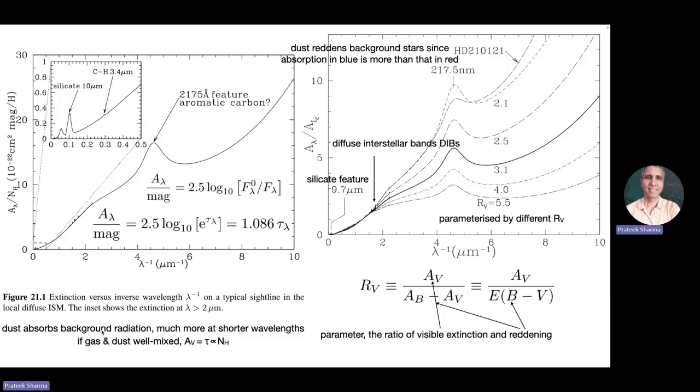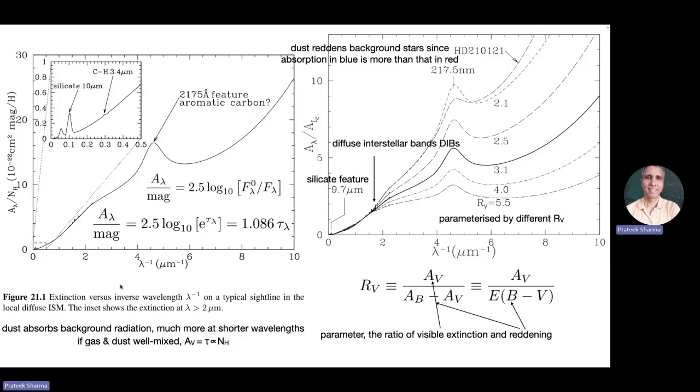Right. So dust not only absorbs background radiation, it absorbs much more at shorter wavelength. So be careful, this is lambda inverse, so shorter wavelength is on the right. Not only does it absorb, dust also reddens background stars, right? Because it's absorbing more in blue and UV compared to infrared. So a star appears redder if it is obscured by dust, and the more the column of dust, the more red it will be.